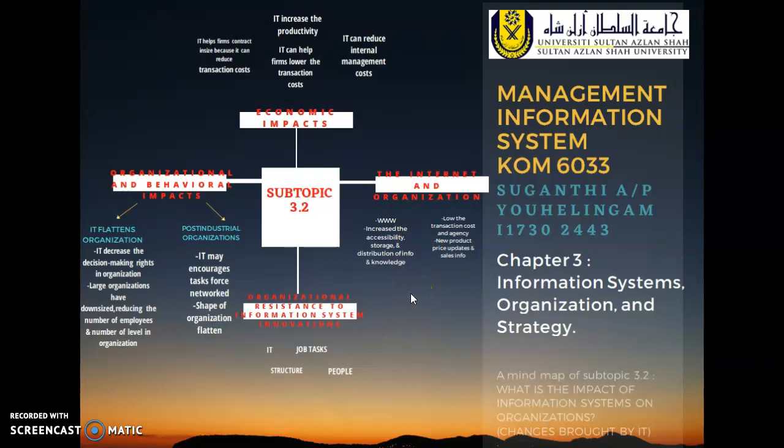Okay. Next, the internet and the organization. The internet increased the accessibility, storage, and distribution of information and knowledge for the organization. WWW means World Wide Web.